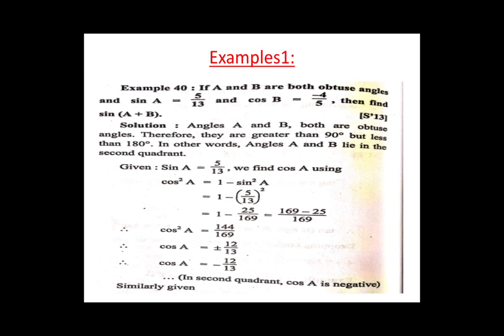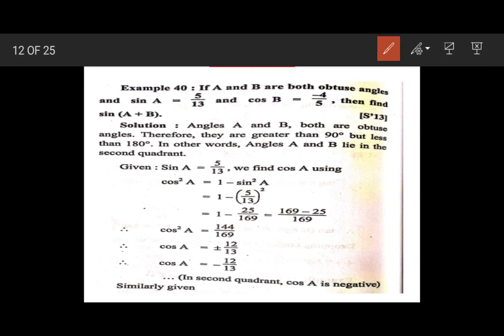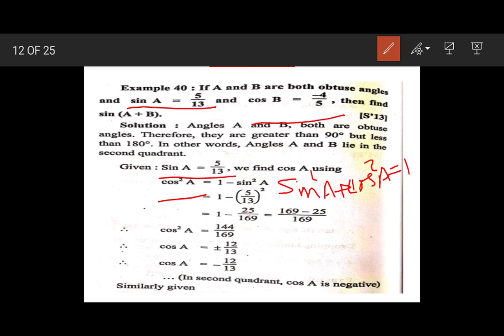Now to find sin(A plus B), we know the formula: sin(A plus B) is sin A cos B plus cos A sin B. So for that, sin A we know and cos B we know. From sin A we have to find the cos A value. As we know, sin square A plus cos square A is equal to 1, therefore cos square A will be 1 minus sin square A.